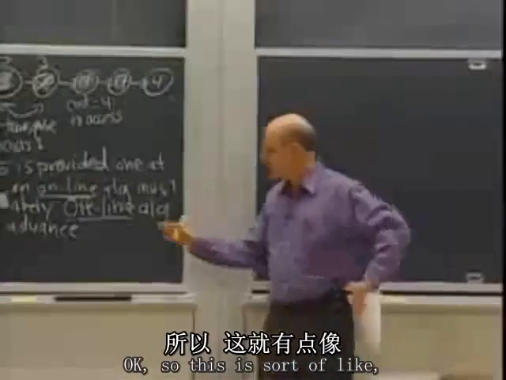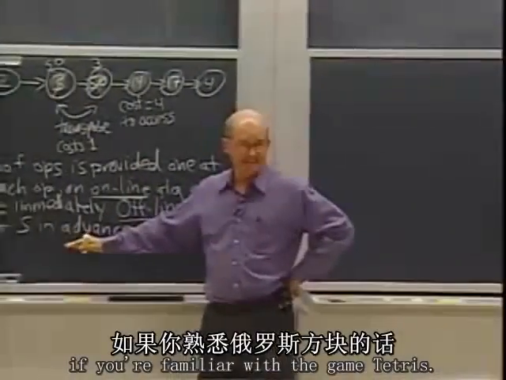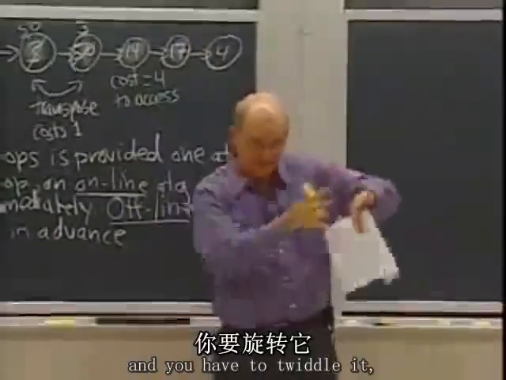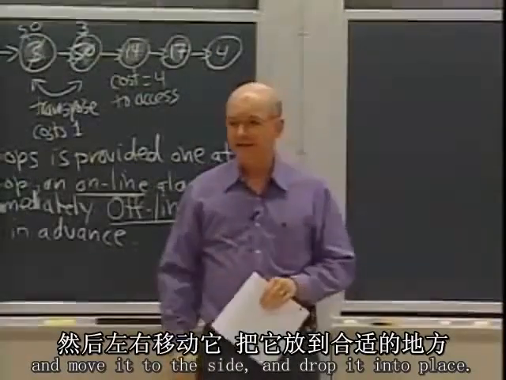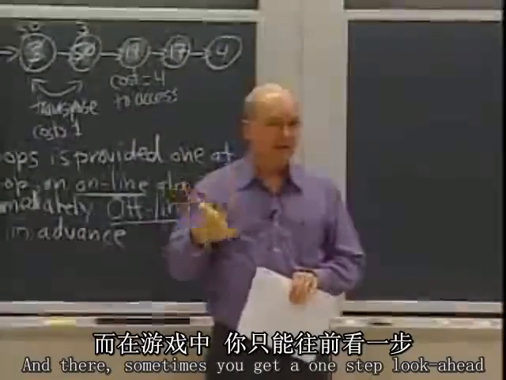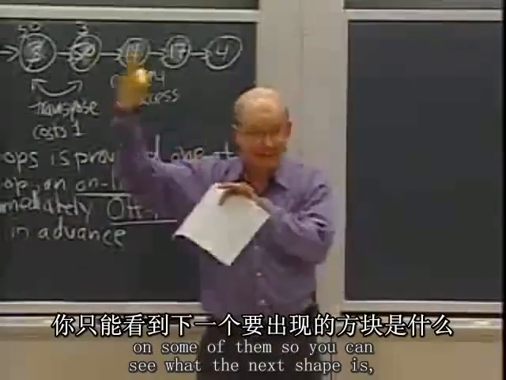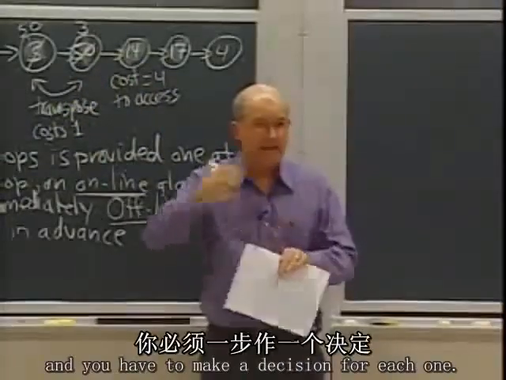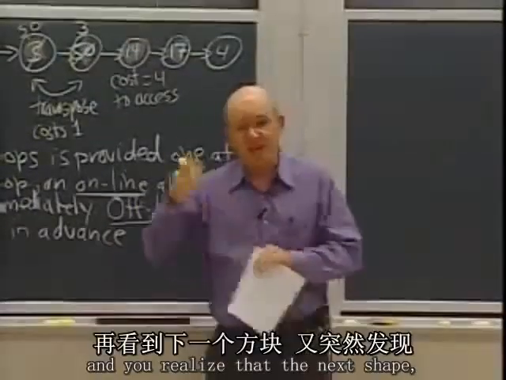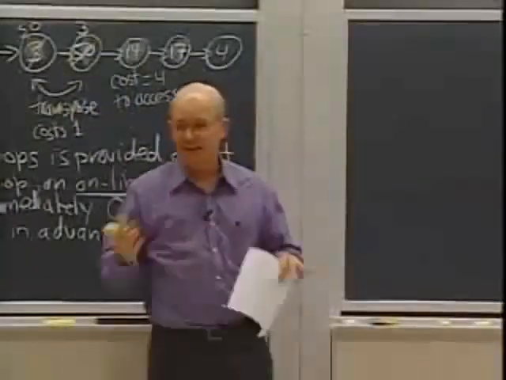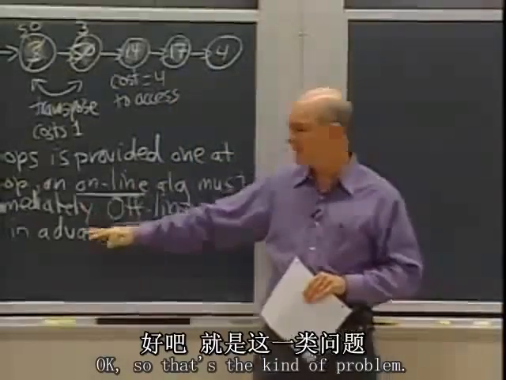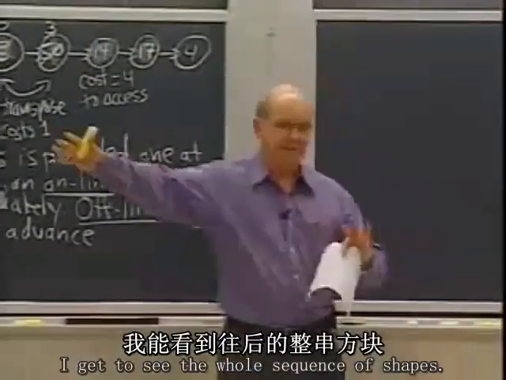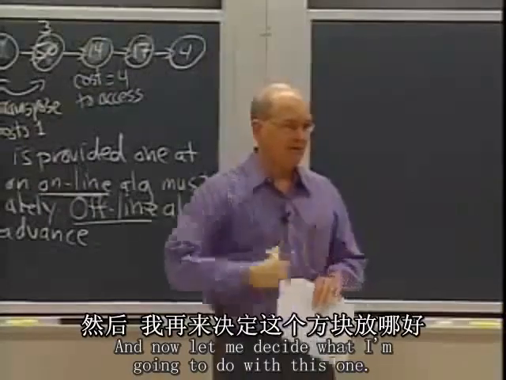Okay? So this is sort of like if you're familiar with the game Tetris. In Tetris, you get one shape after another that starts coming down. You have to twiddle it and move it aside and drop it into place. And sometimes you get a one-step look ahead on some of them, so you can see what the next shape is, but often it's purely online. You don't get to see that next shape or whatever. And you have to make a decision for each one, and then you realize that if you'd made a different decision, it would have been better. Okay? So that's the kind of problem. Offline Tetris would be, I get to see the whole sequence of shapes, and now let me decide what I'm going to do with this one.